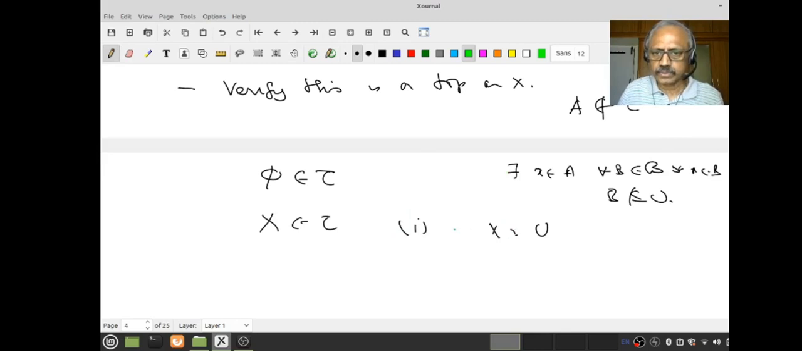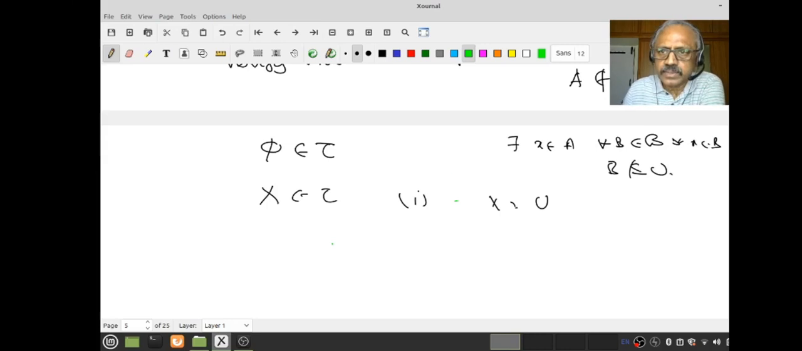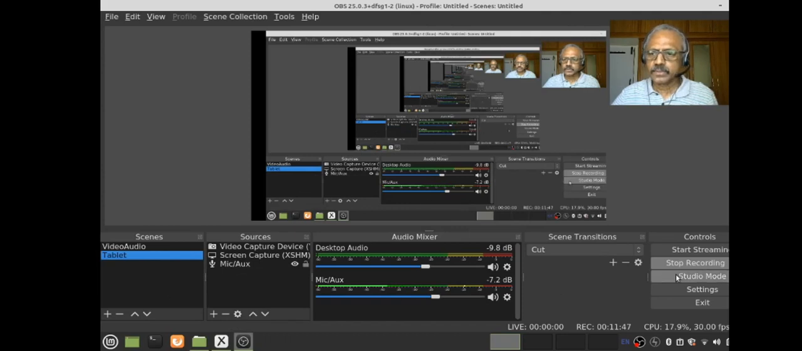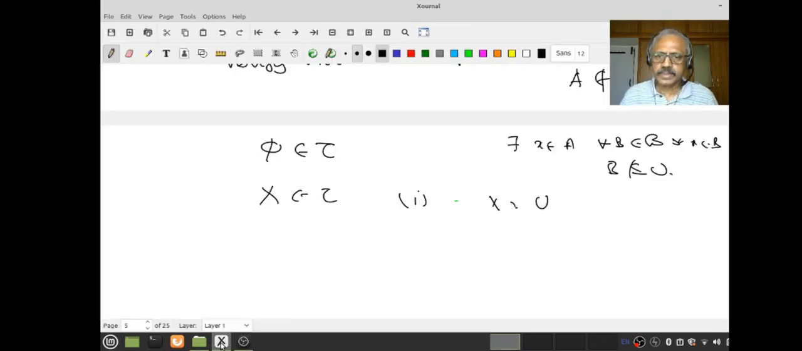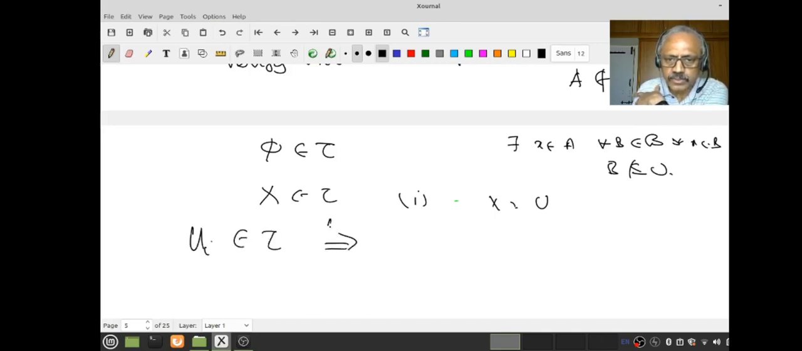Okay, so this is because of condition 1. Right, now next thing, let us start with the collection U_i. I want to know whether... okay, so now let's look at that. Suppose U_i is a collection of tau. I want to know whether the union of U_i is in tau.